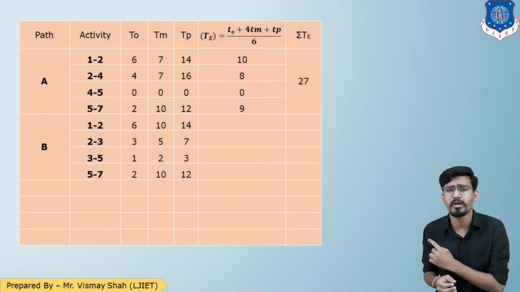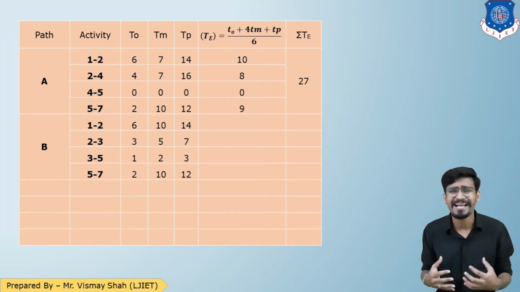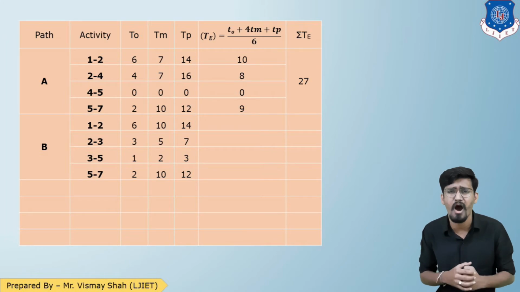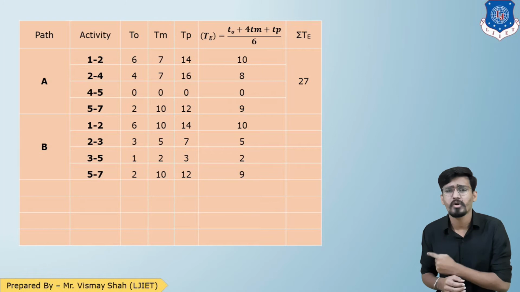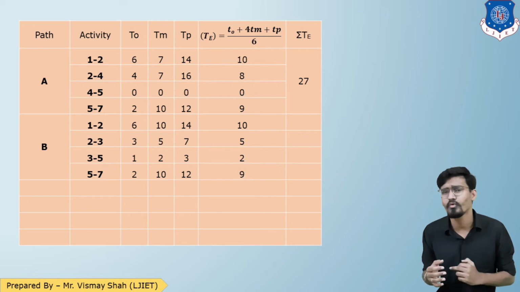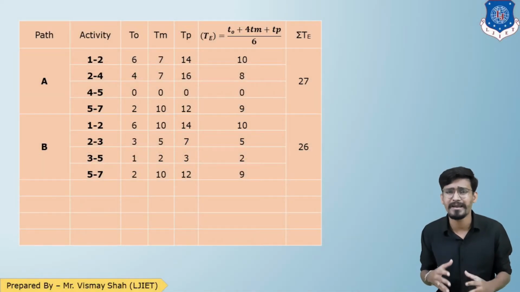So here is the TO, TM, TP three-time estimate data for path B. Now using the formula, let us calculate the expected time for each activity of path B. So here is the expected time: 10, 5, 2, 9. So the total expected time will be 26.